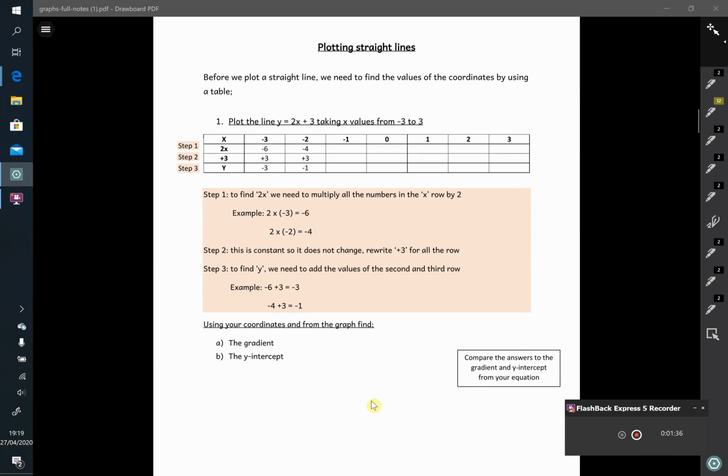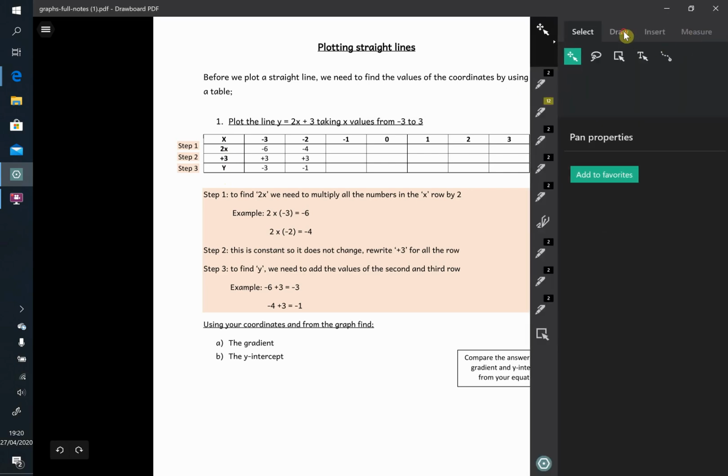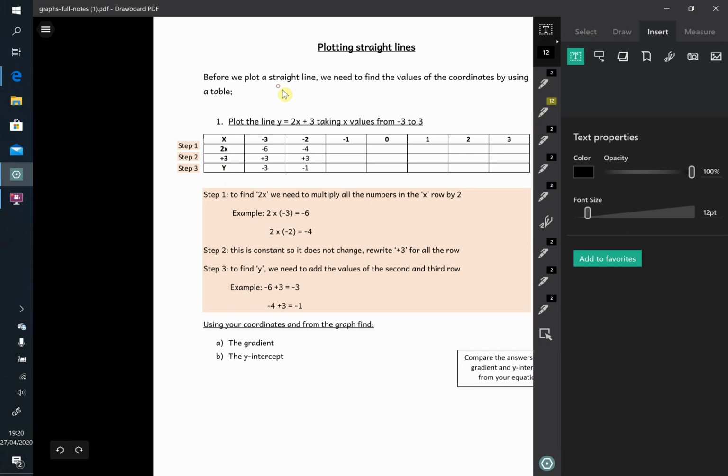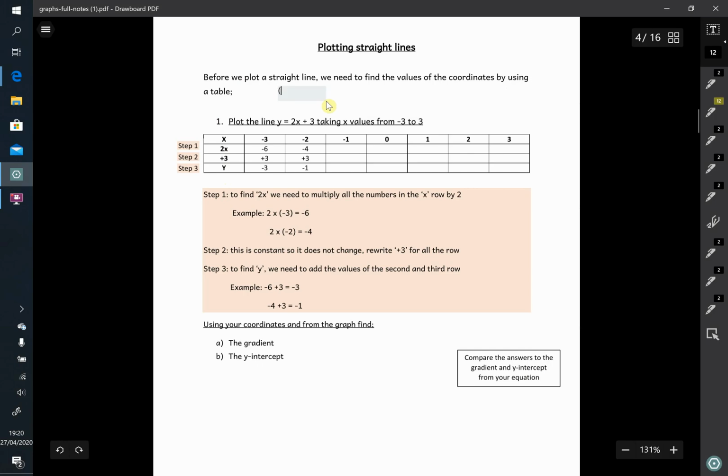Now, let's start. Before we plot a straight line, we need to find the values of the coordinates by using a table. For us to create the straight line on a graph, we need coordinates. We need the x and the y. Remember, a coordinate is always written in the format of x, comma, y.